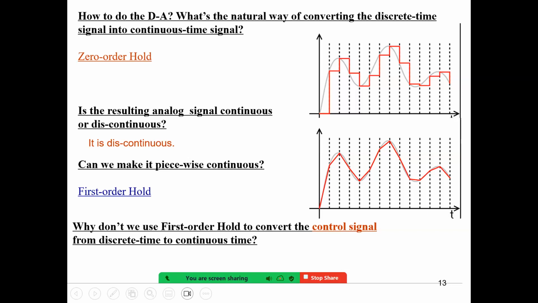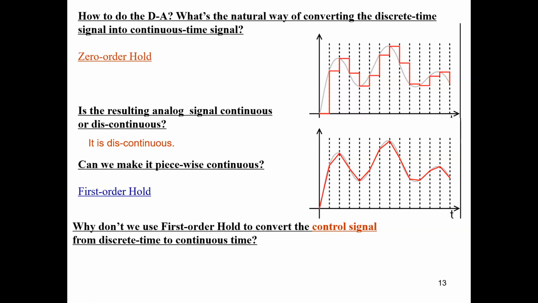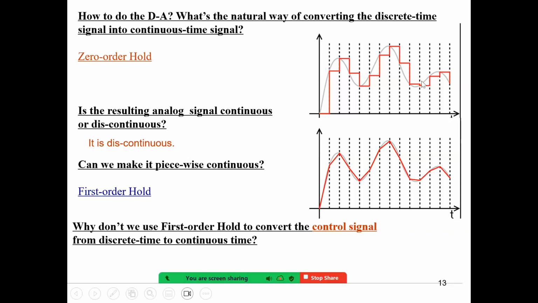This is different from simple signal processing, where you already have all the information. For control system design, we have to think about the physical meaning. How do we implement that? So when we use the zero order hold, it's not because of simplicity. It's because of this cause and effect loop. We cannot use the first order hold.